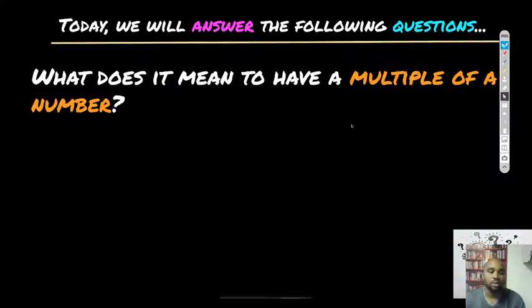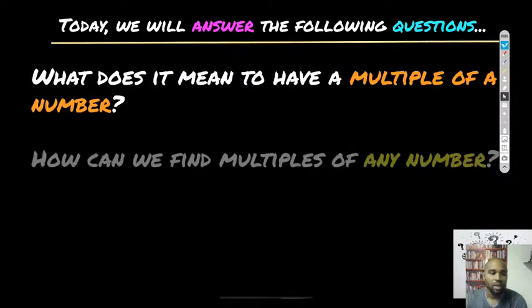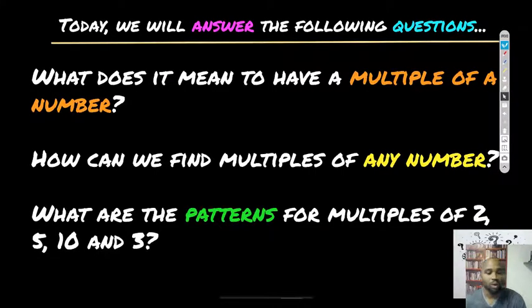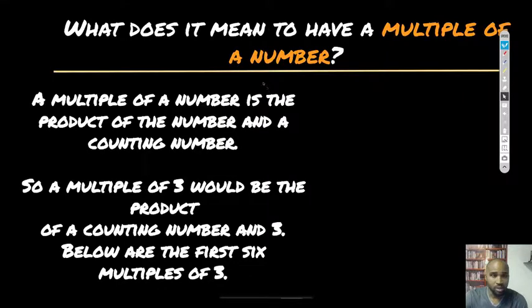So the questions we want to answer today are, what does it mean to have a multiple of a number? And how can we find multiples of any number? As we saw in the introduction, these are big numbers. So what are the patterns for multiples? 2, 5, 10, and 3. These are very common ones. You could talk about multiples for 4, 6, 7, 8, 9. Those aren't as common. These are pretty basic. But if you stay tuned, I'm going to share a bonus for how you can find a multiple of 4 very quickly.